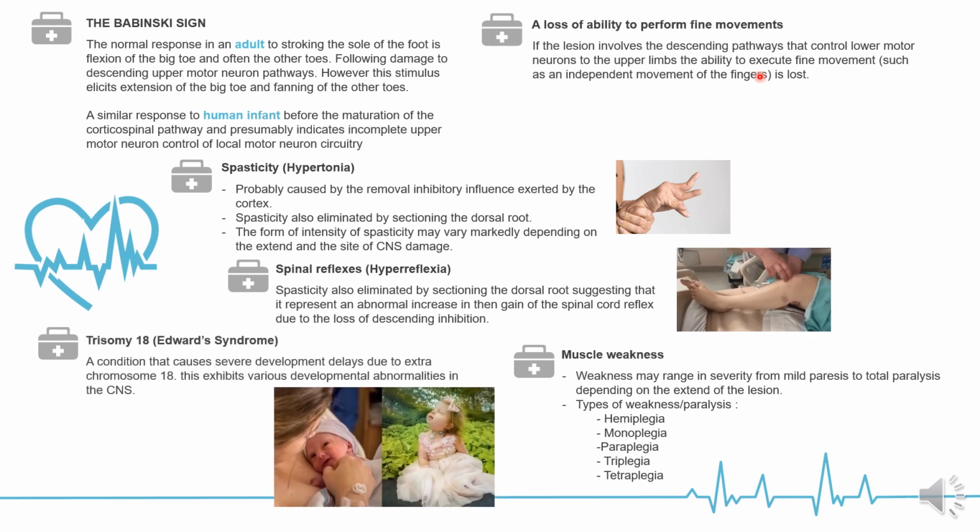And lastly, we have trisomy 18, the Edwards syndrome. This is a condition that causes severe developmental delays due to an extra chromosome 18. So they have three copies of chromosome number 18. This exhibits various developmental abnormalities in the central nervous system. We can detect Edwards syndrome from their small head and jaw, their weak cry, and also clenched fists. So we have six clinical significances from damage to the corticospinal tract.